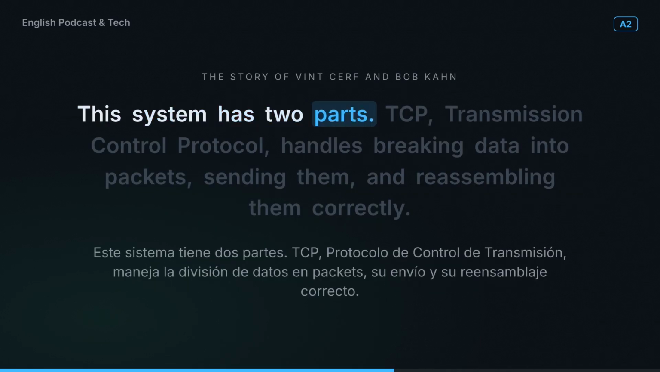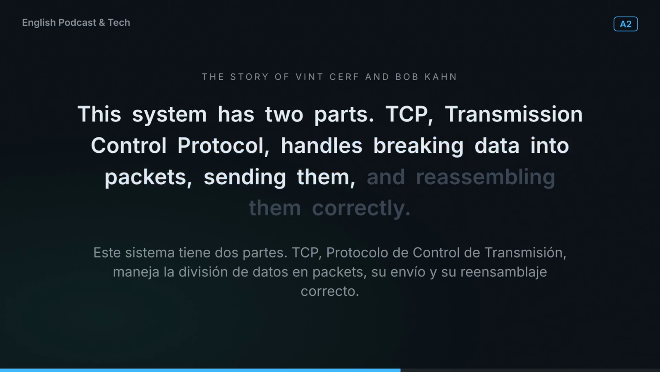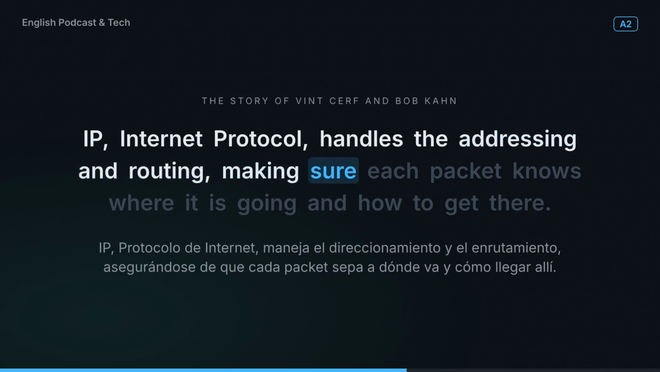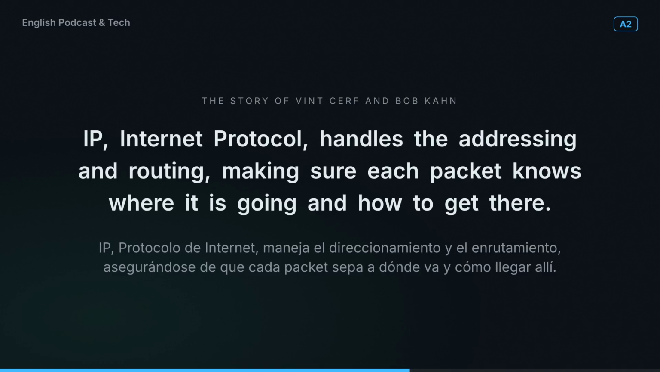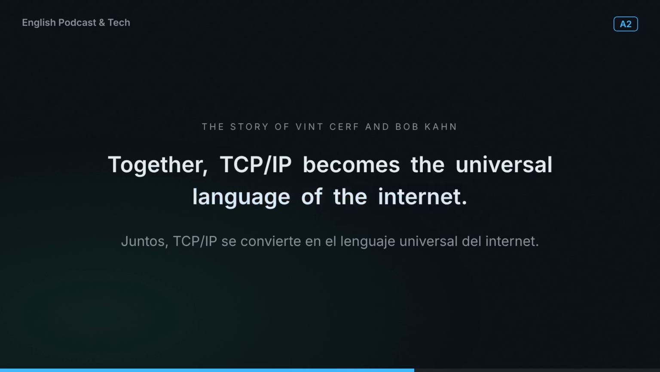This system has 2 parts. TCP, Transmission Control Protocol, handles breaking data into packets, sending them, and reassembling them correctly. IP, Internet Protocol, handles the addressing and routing, making sure each packet knows where it is going and how to get there. Together, TCP/IP becomes the universal language of the Internet.